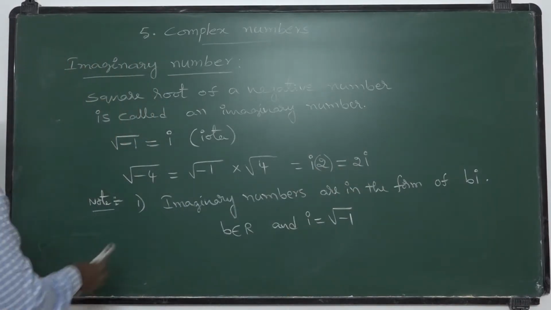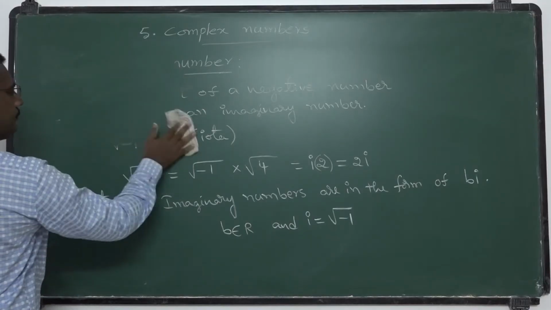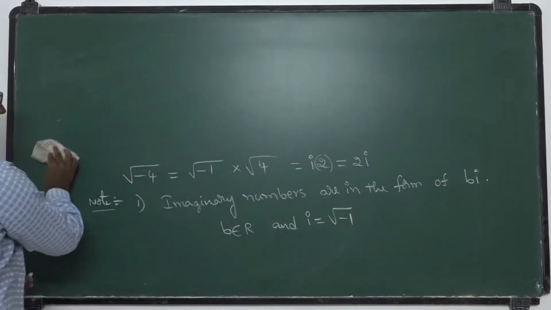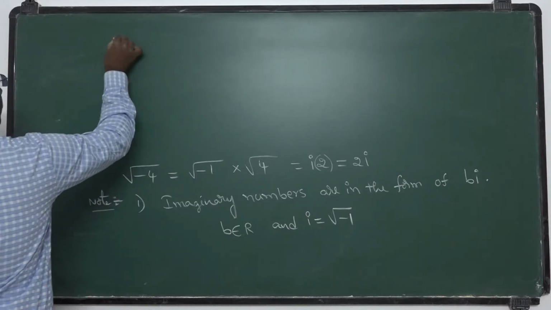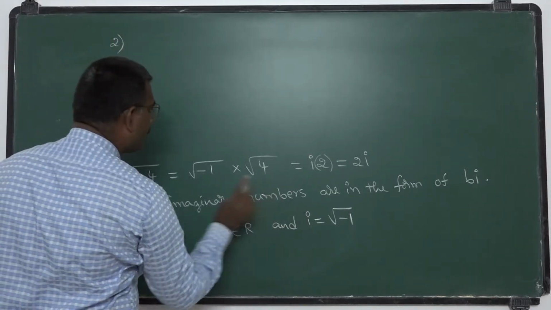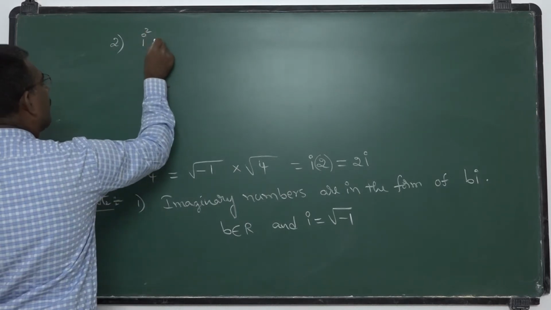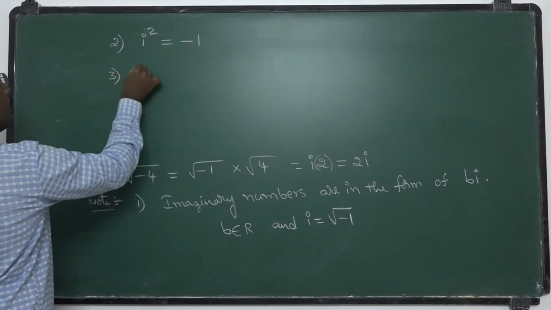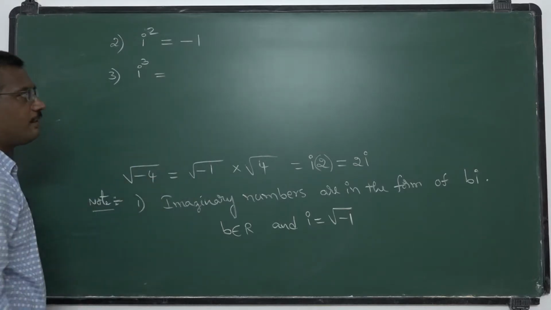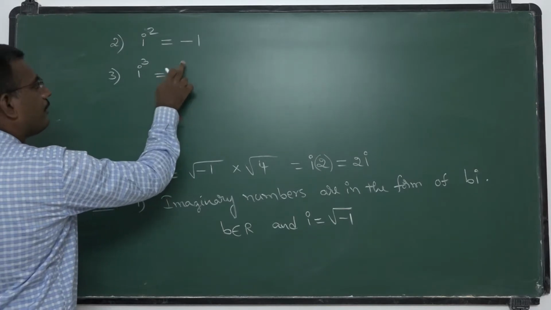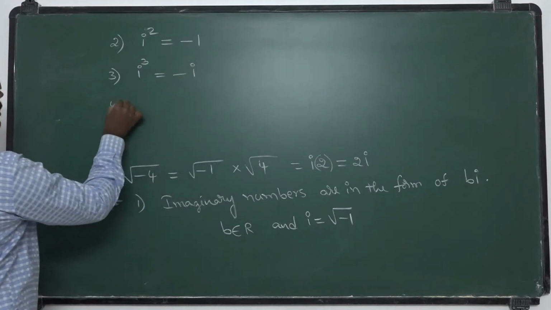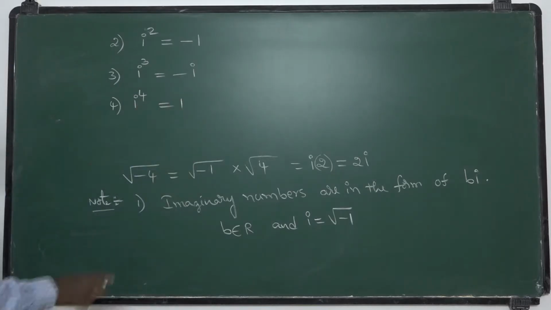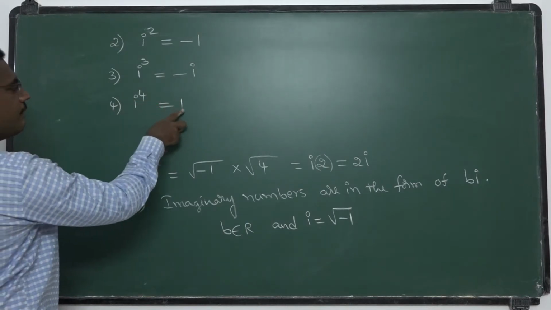Okay, next point. Second point. So i is equal to root of minus 1, therefore i square is equal to minus 1. i cube is equal to i square into i, so minus 1 into i, minus i. i power 4 is equal to 1. i power 4 means i square whole square, minus 1 whole square, that is equal to 1.